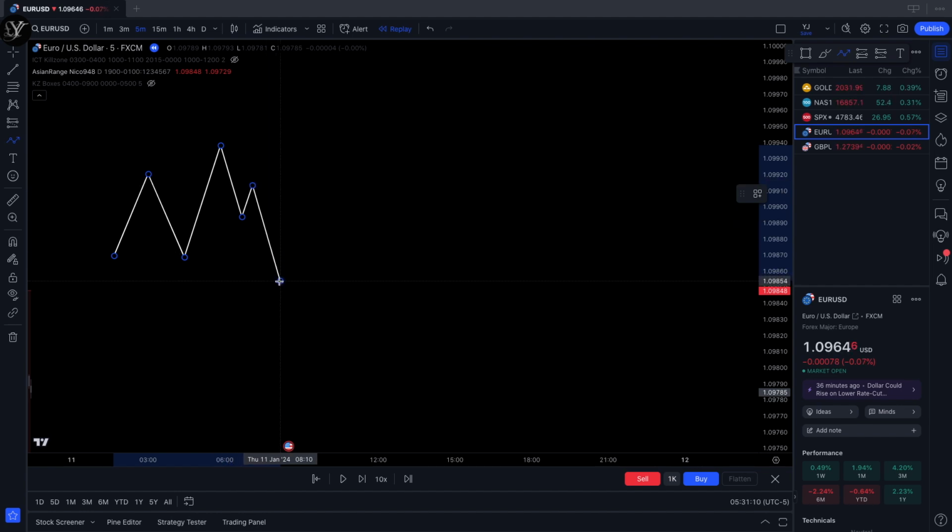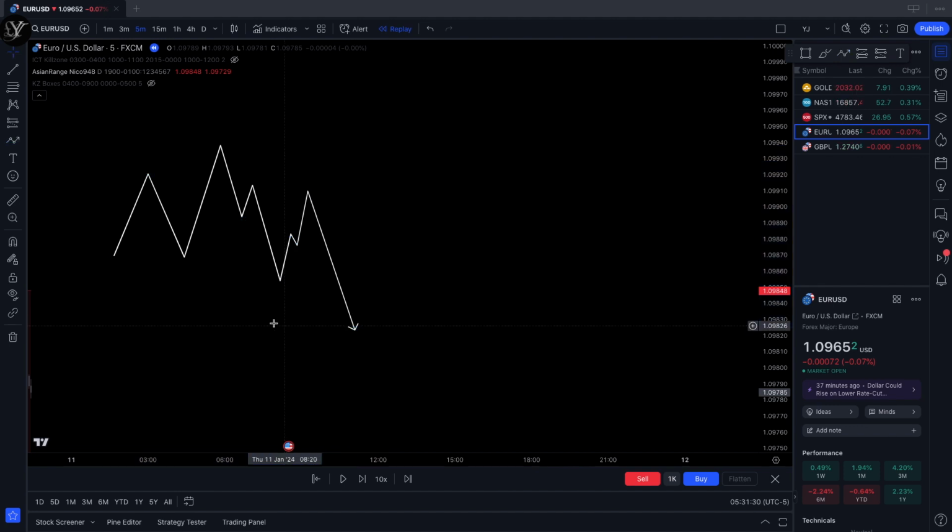causing a market structure shift right here. Once we've anticipated a market structure shift right here, price will then retrace back to the imbalance that was created in this section right here. So price will retrace back up into this imbalance before dropping back down to our take profit. Now, with all the annotations, it should look something like this.